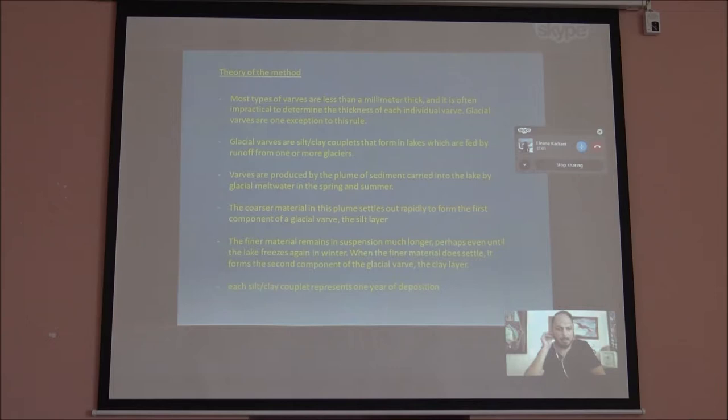The finer material remains in suspension much longer, perhaps even until the lake freezes again in winter. When the finer material does settle, it forms the second component of the glacial varve, which is the clay layer. Each silt and clay couplet represents one year of deposition.